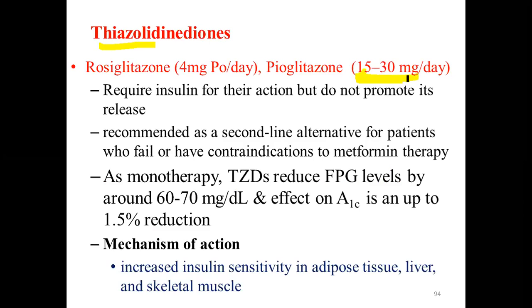And these are the doses. I think pioglitazone is available locally, 15 to 30 milligrams per day. That is the recommended dose. And we can even increase up to 45. That is the maximum dose.